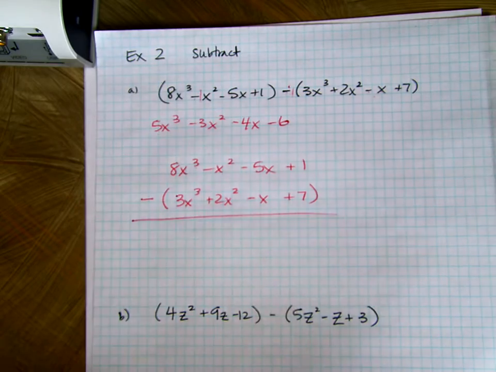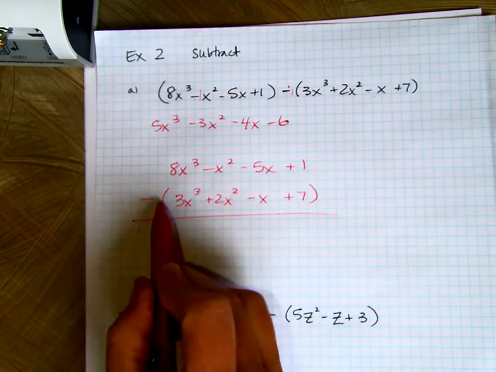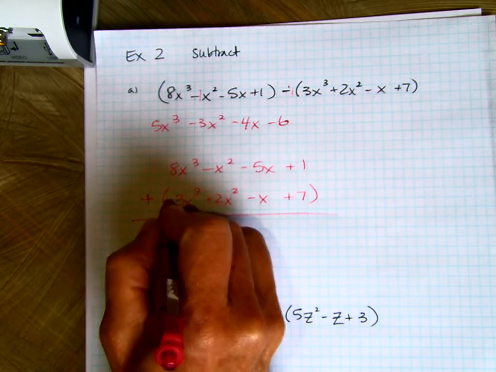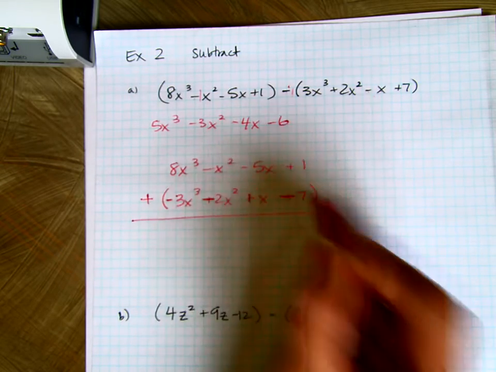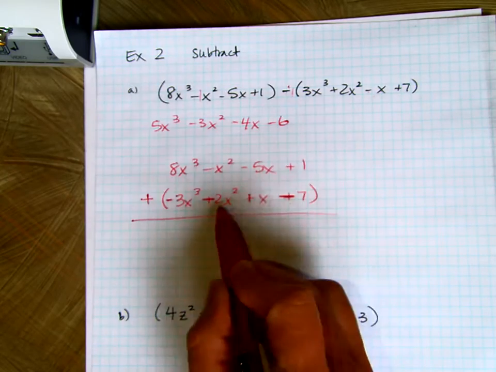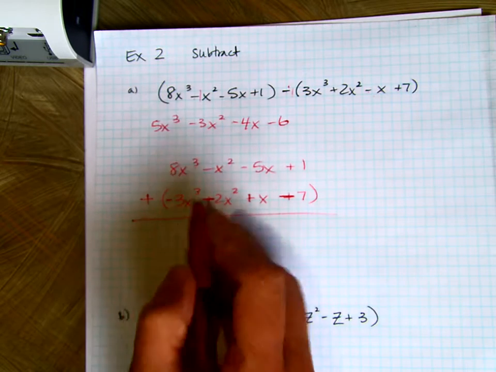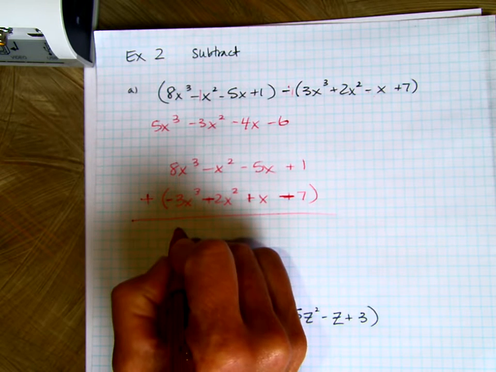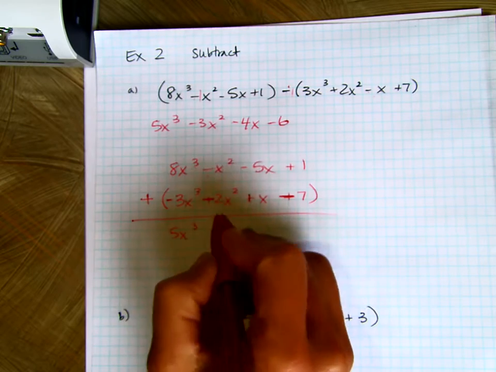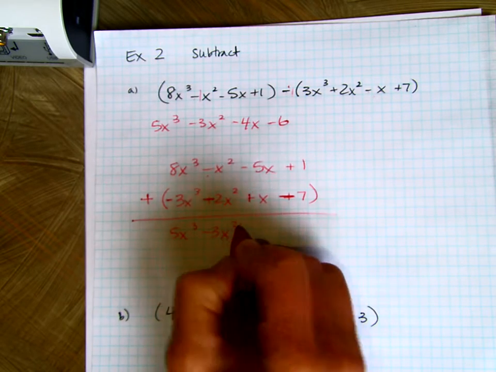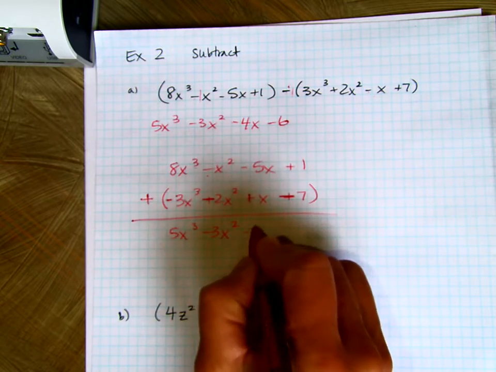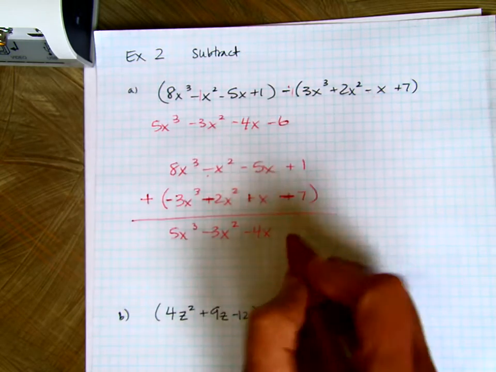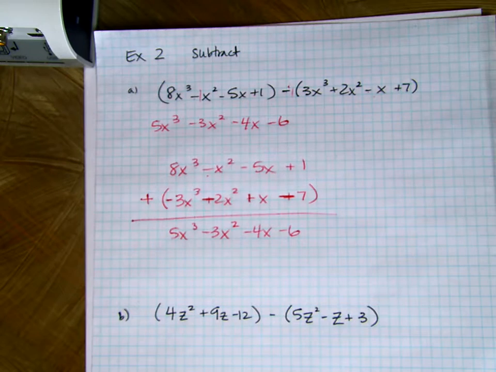And again, it depends on how your brain works. Subtracting is like adding the opposite, so I could change everybody's sign here. I don't like that because it's sort of hard to see, but now I have an 8x cubed minus a 3x cubed. And I have a negative x squared and a negative 2x squared, so that's a negative 3x squared. And a negative 5x plus a 1x is minus 4x, and a plus 1 minus a 7 is a negative 6. Somewhere along the way, someone taught you to add and subtract.